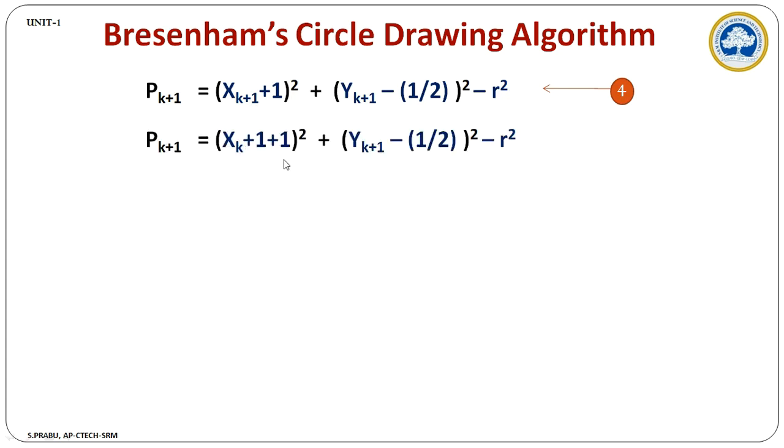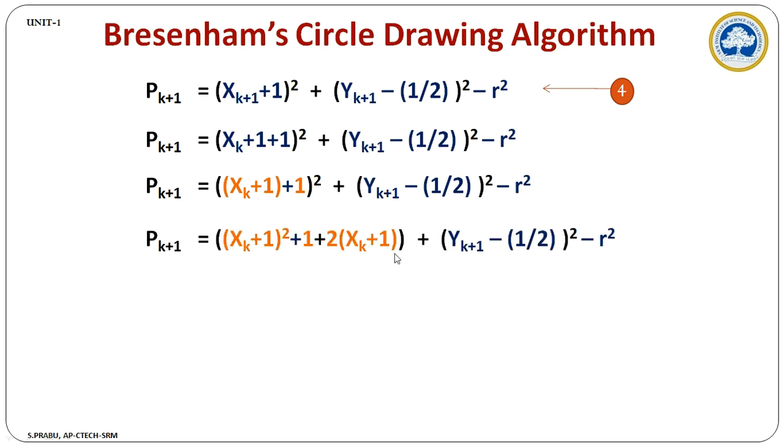Then I take some separation like this. I treat this term as the first one, that is A, and this term as B. So this equation looks like (A plus B) whole square. After expanding this, I can get A square plus B square plus 2 into A and B.